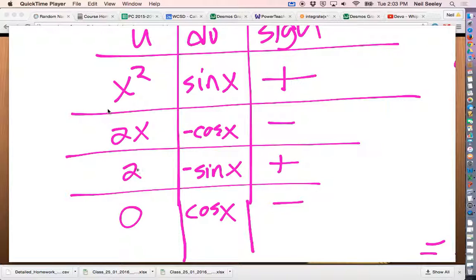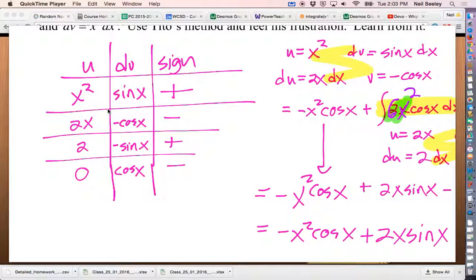Here's where integration by parts gets interesting. All you do is set this up by taking derivatives down the left, till you can't anymore, at least for now. Integrals down the middle. Start with a plus sign and alternate as long as you need to. This could go as long as you want it. Doesn't matter.